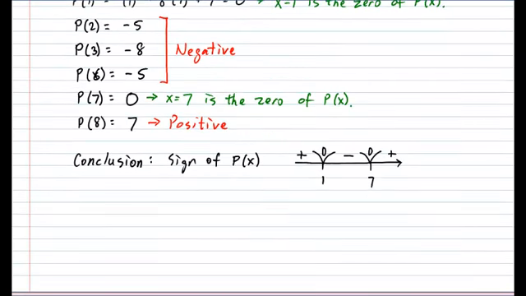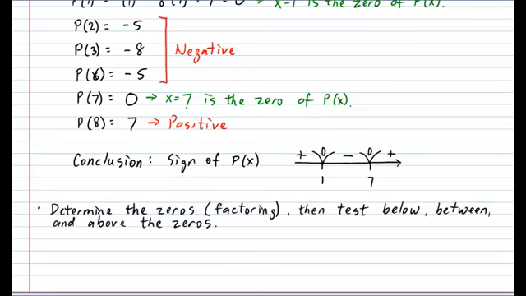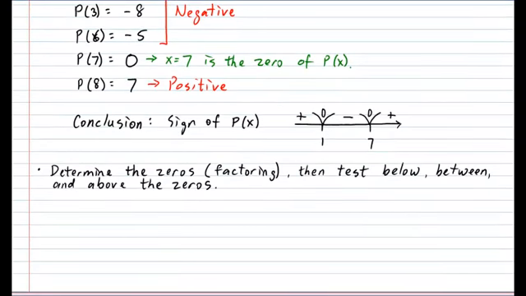So, what do you think is the most efficient way of analyzing a second-degree polynomial? If you guessed that the most efficient way is to first find the zeros and then test below, between, and then above the zeros, then you're right. Let's get that procedure down. Got it? Good. Let's try one more time to see it in action.